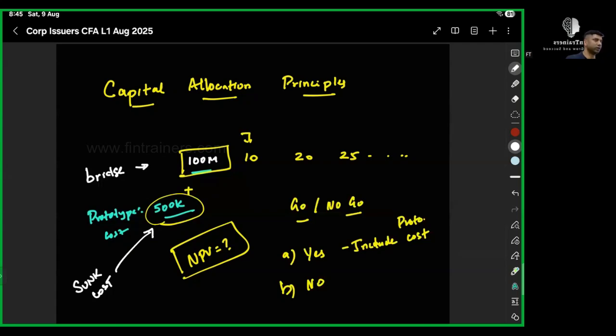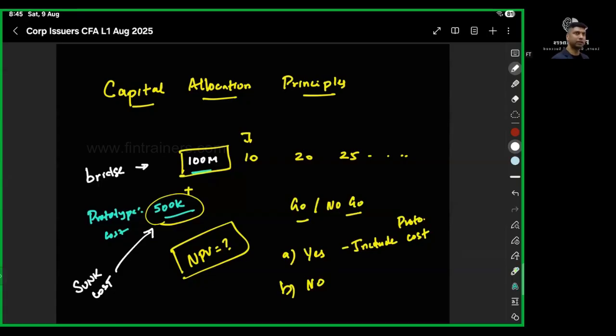You understand this? So whatever we have done in the past, we can't keep going back and say that cost I incurred, so I need to do this project. No, we don't have to do that. So we have to think about the current capital outlay and the future cash flows and discount it to today. That's it.